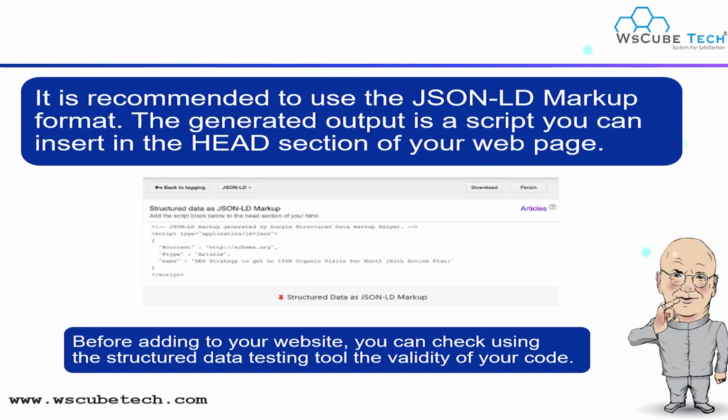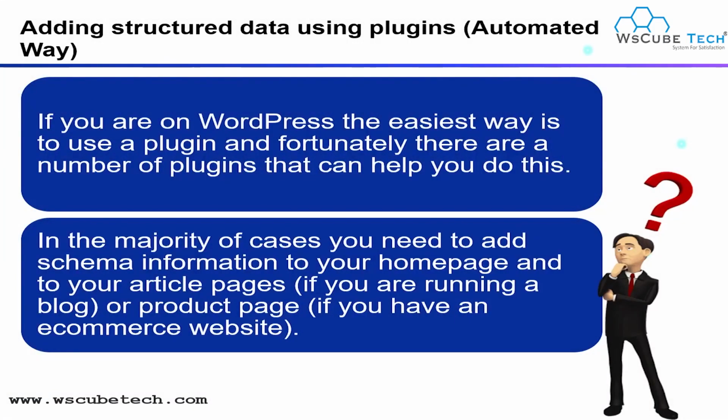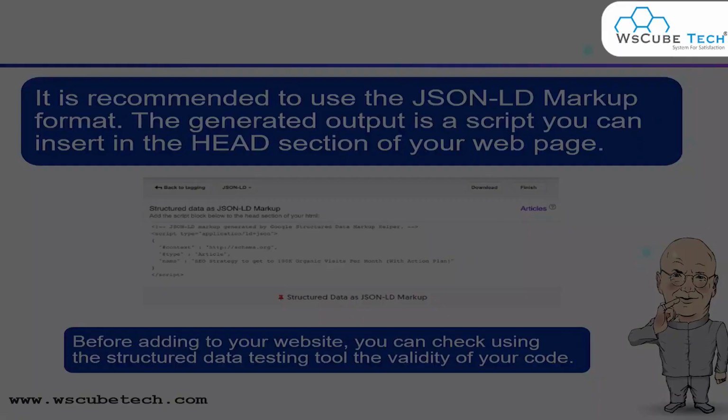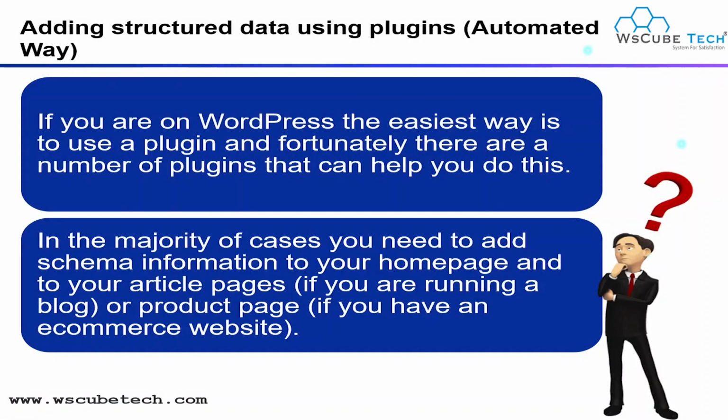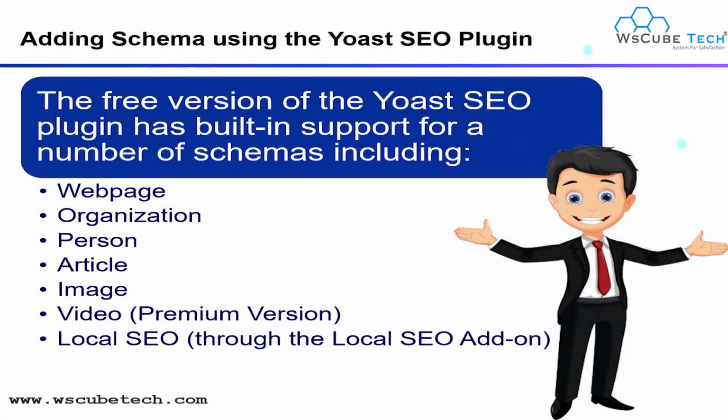The generator output is a script you can insert in the head section of your web pages. Just before adding it to the website, you can check the validity of your code using the structured data testing tool. For checking the validity of your code, we can take help of the structured data testing tool. For adding structured data with the help of a plugin, as I already explained in WordPress, it is very easy to use the plugin, as I already did.